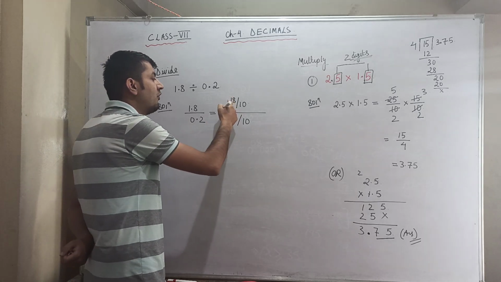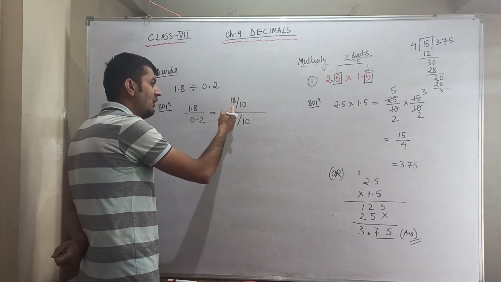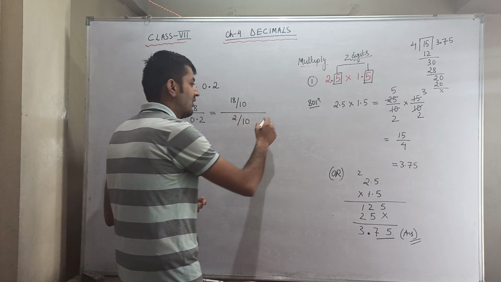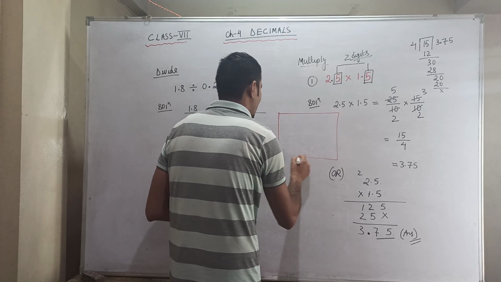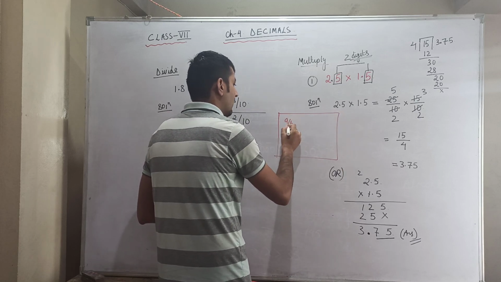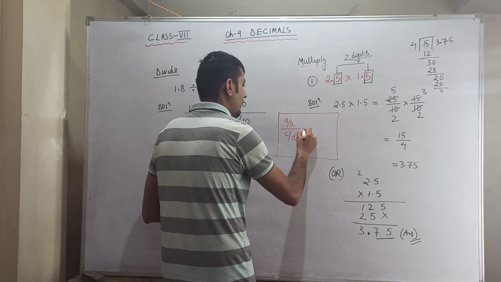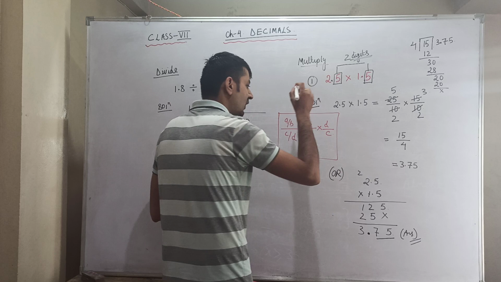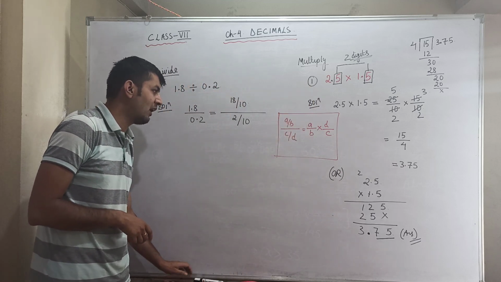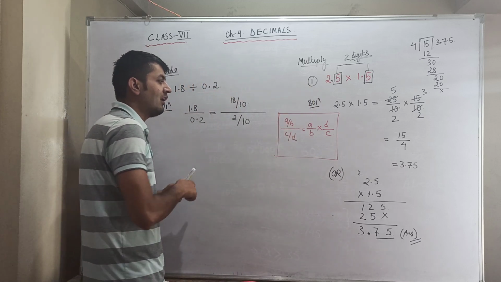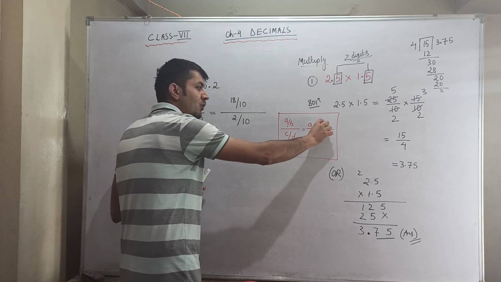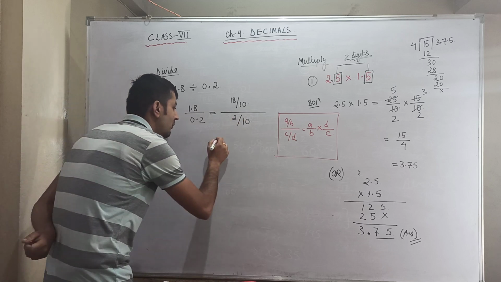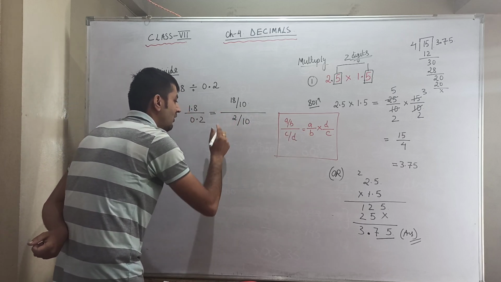Now you see which pattern this is: A by B divided by C by D. Fractions, you have already done. Whenever you have A by B divided by C by D, how can you do it? This can be written as A by B into D by C. Whatever is in the denominator will go to the numerator, but it will take its reciprocal. Use this formula here.